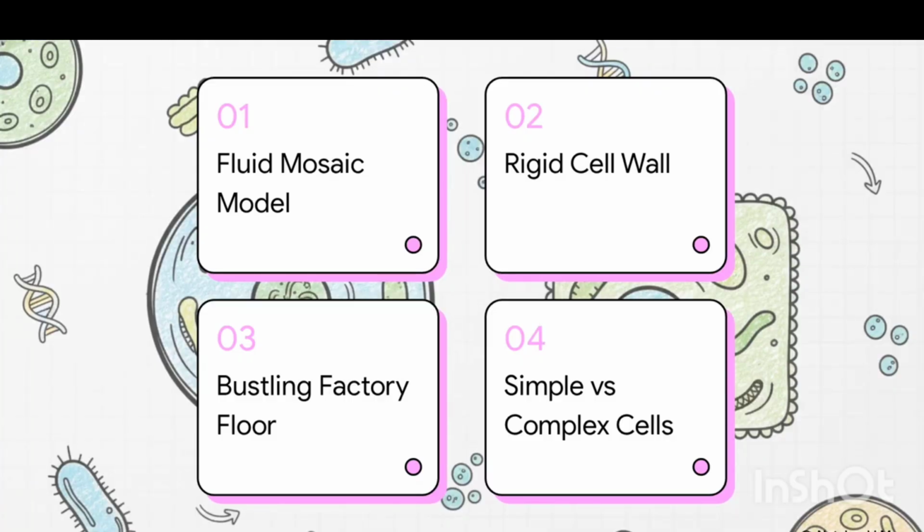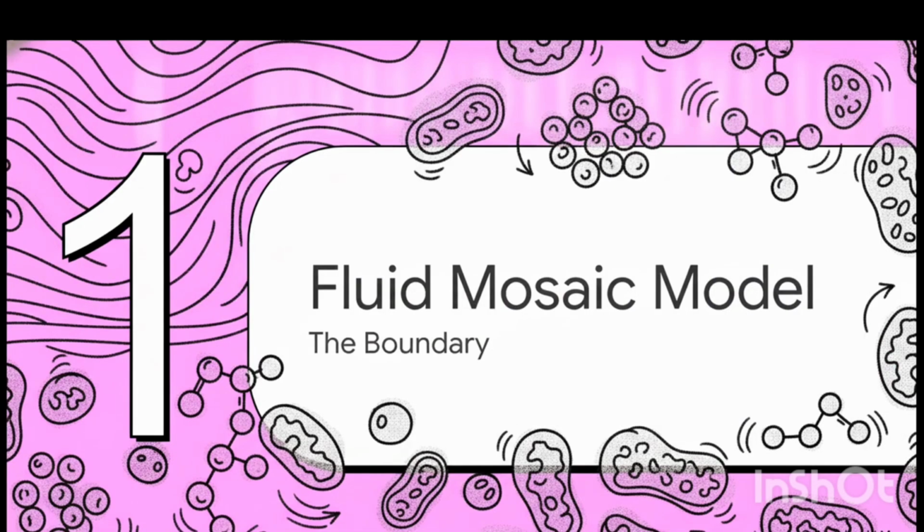Okay, let's take a quick look at our roadmap for today. First, we'll explore the fluid mosaic model, then the rigid cell wall. After that, we'll step onto the bustling factory floor, and finally, we'll compare simple versus complex cells. All right, let's jump into our first section, the boundary, also known as the fluid mosaic model.